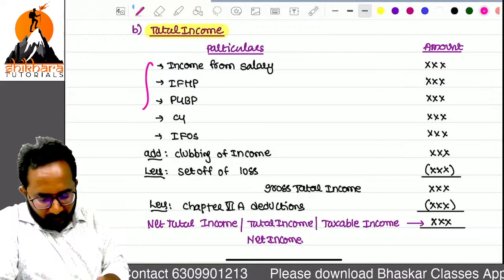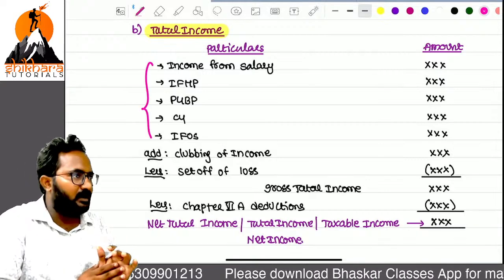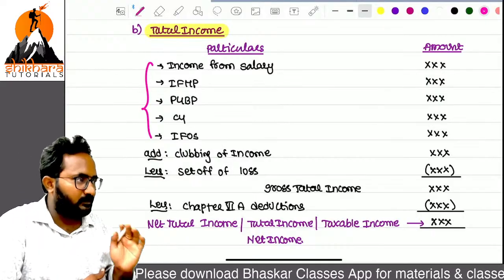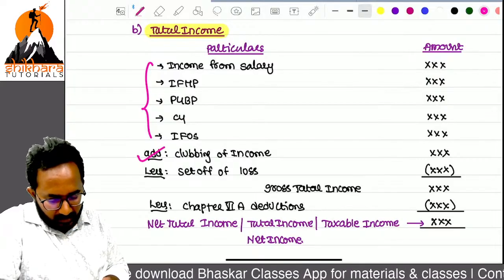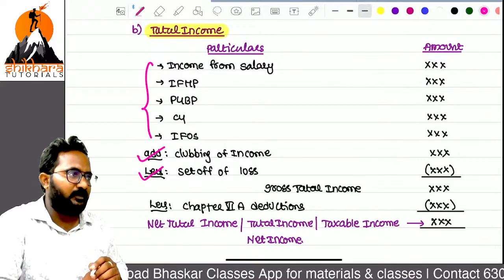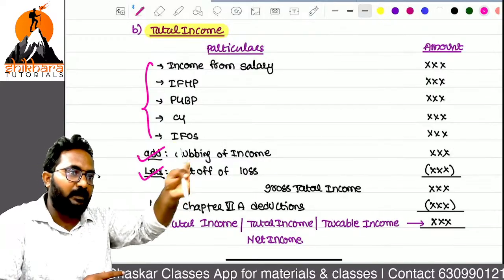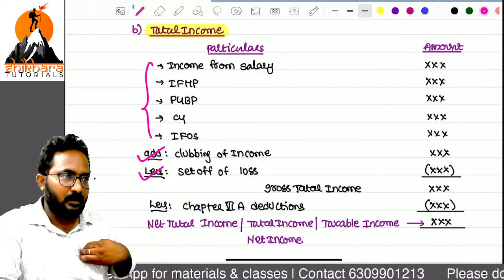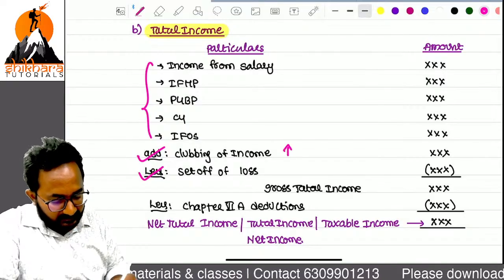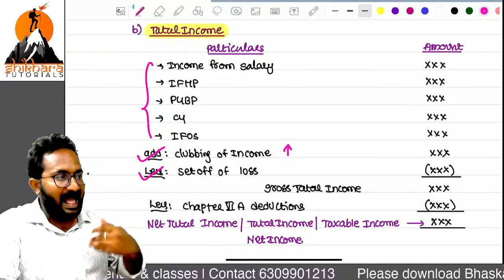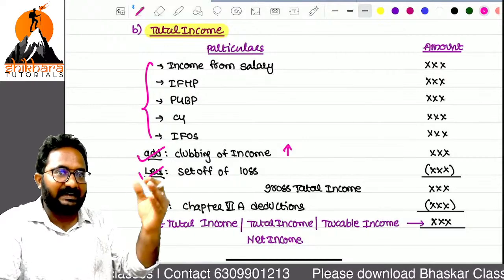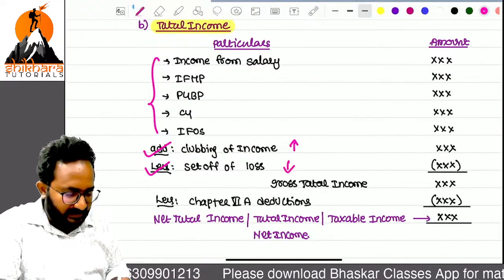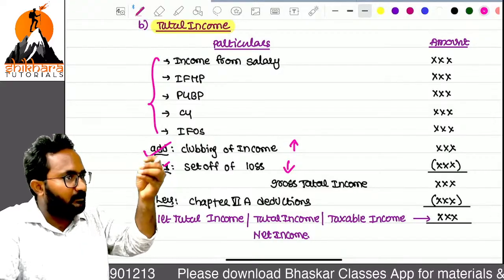Total income is the aggregation of 5 heads of income. What are the 5 heads of income? Salaries, house property, PGBP, capital gain, income from other sources. But now I want to introduce two more things. Clubbing of income: another person's income can be clubbed in the hands of an assessee. Example, my minor child's income can be clubbed in my hands. So because of clubbing provisions, income can be increased. Last year's losses can be set off against current year incomes. So set off provisions always reduce the total income.